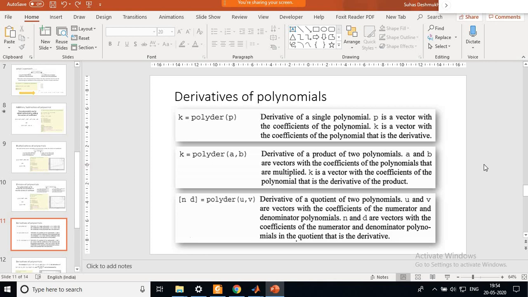Similarly, you can take the derivative with the coefficients of 2 polynomials, u and v, which are vectors with coefficients of the numerator and denominator polynomials. Here it gives the division. So when you have one polynomial divided by another, n and d are vectors with coefficients of the numerator as well as denominator polynomials, and the quotient is the derivative.